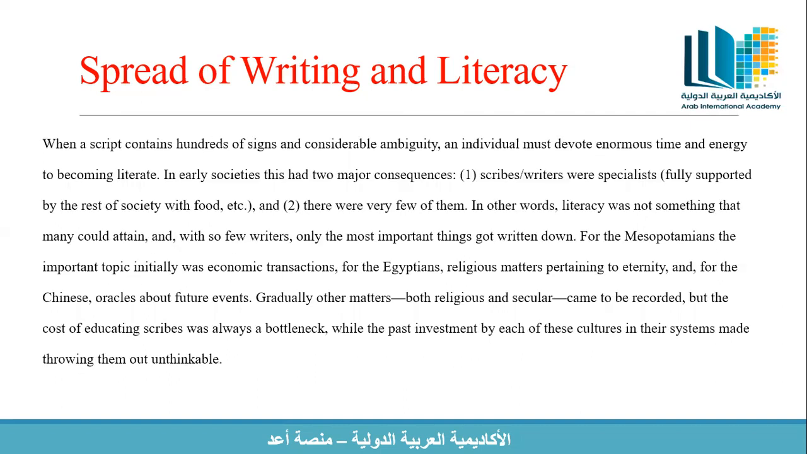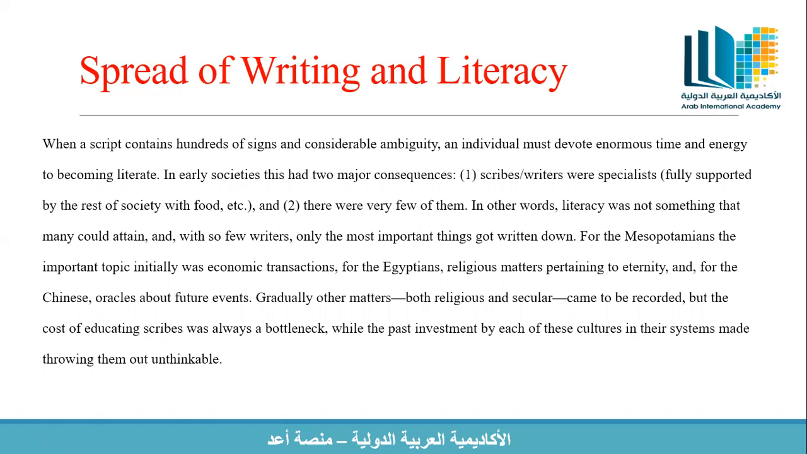So when a script contains hundreds of signs and considerable ambiguity, an individual must devote enormous time and energy to become literate. In early societies, this had two major consequences. Scribes or writers were specialists. They were fully supported by the rest of society with food, and there were very few of them. In other words, literacy was not something that many could attain. And with so few writers, only the most important things got written down.